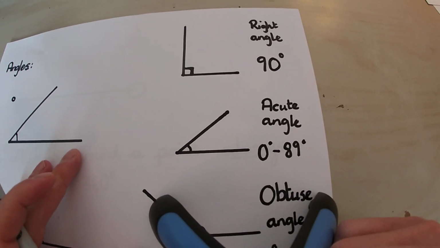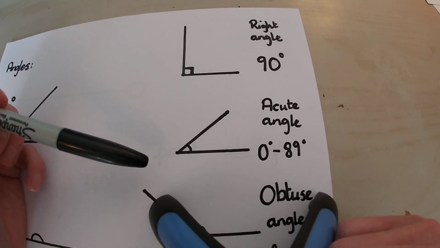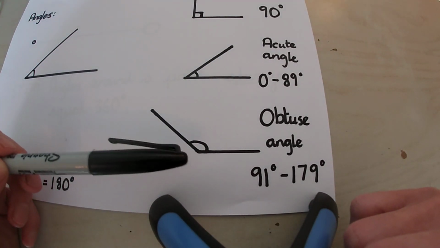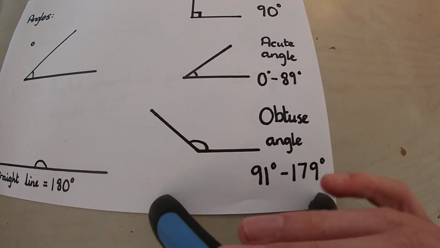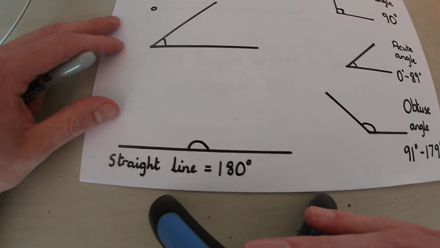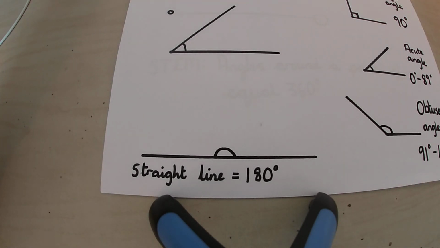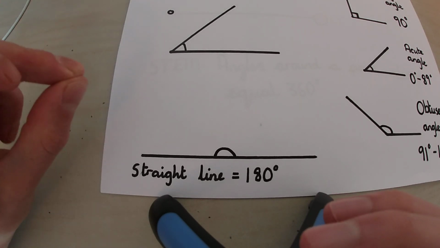We have acute angles, which are smaller than right angles. Obtuse, which are bigger than right angles. And yesterday we introduced straight line angles. And from our STEM yesterday, we learned that a straight line angle is always 180 degrees.